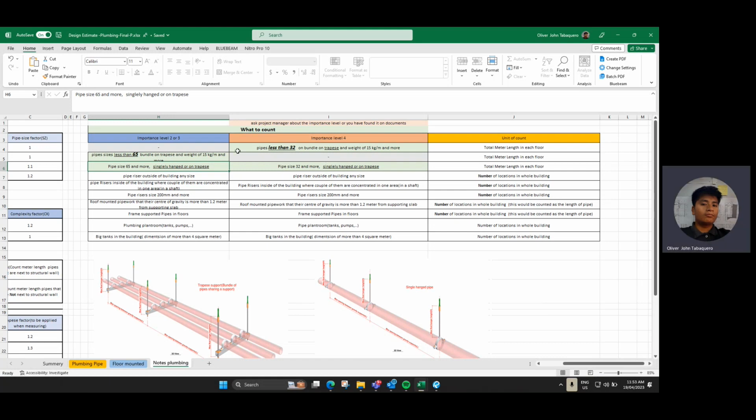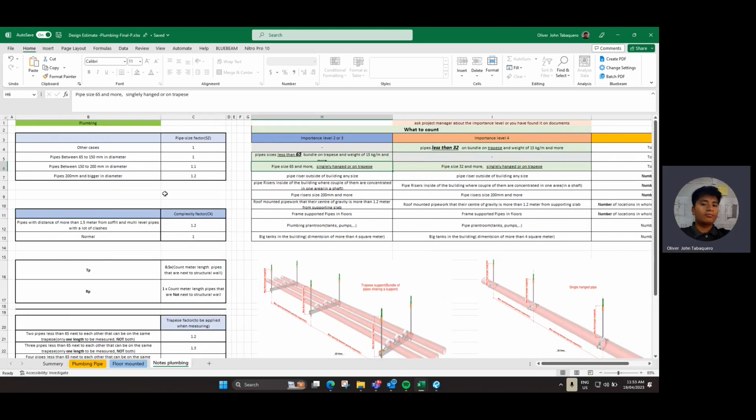Another thing is for importance level 2 or 3, pipes less than 65, you have to count them essentially. For 65 and more, for importance level 2 or 3, if the pipe is less than 65 and it is singly hung, it is not to be considered. But if it's more than 65 singly hung, you have to consider it. For importance level 4, since this is a bit of higher importance, if it's greater than 32 mm singly hung, you have to count it.